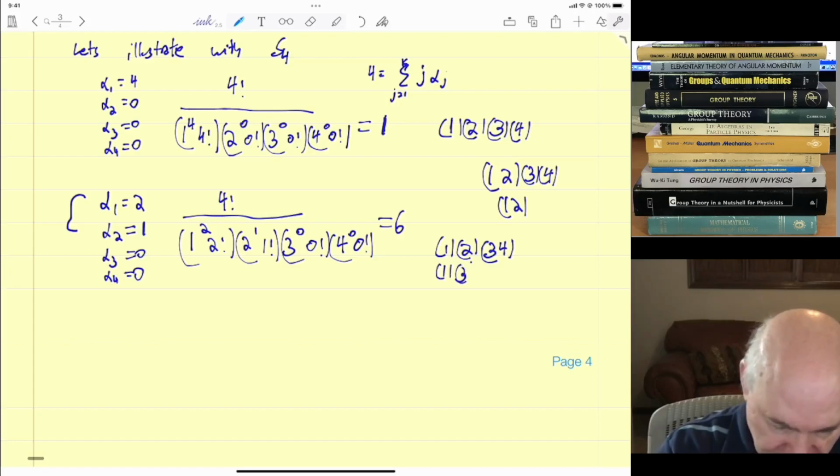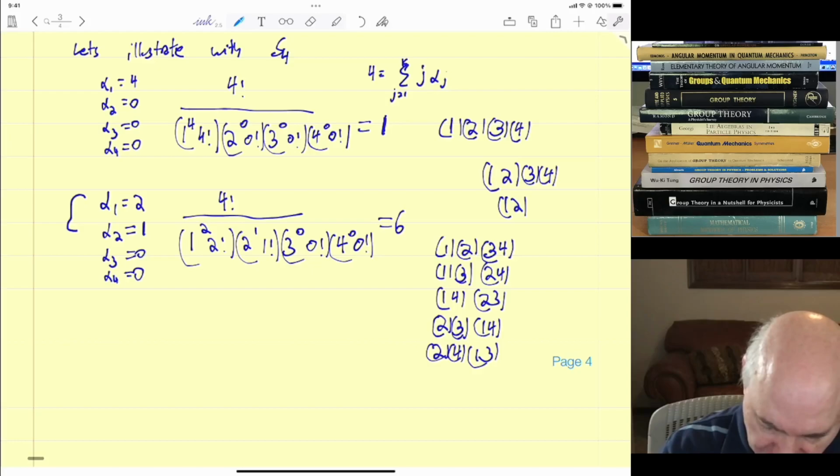1 3, 2 4; 1 4, 2 3; 2 3, 1 4; 2 4, 1 3, and 3 4, 1 2. So these are 6 permutations.